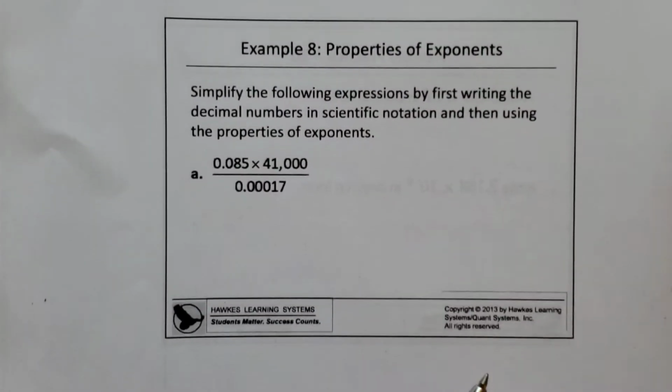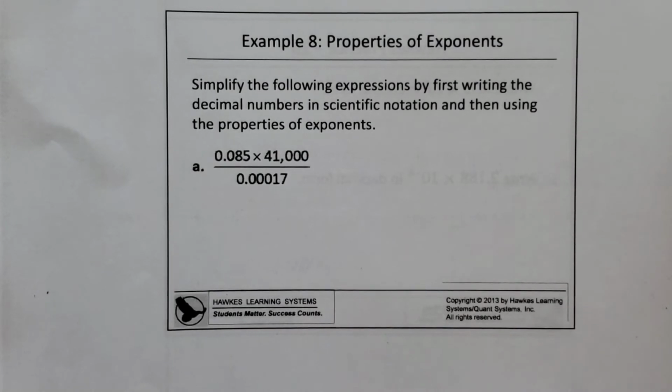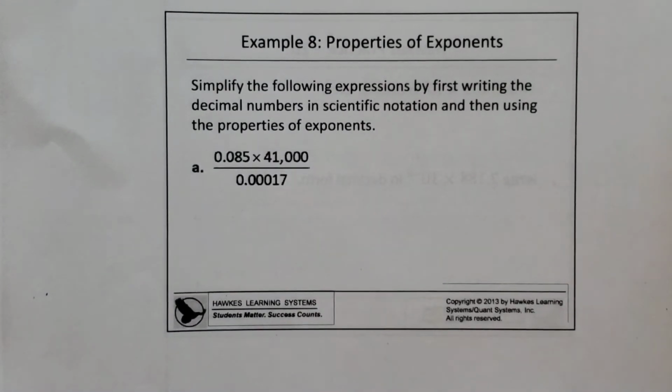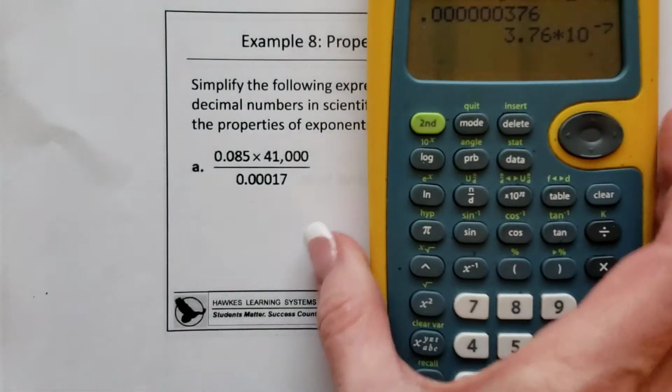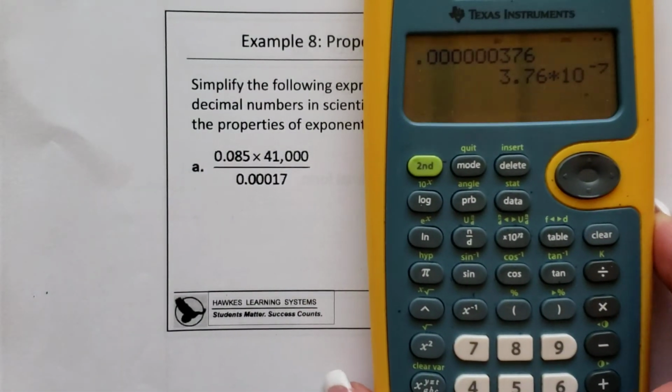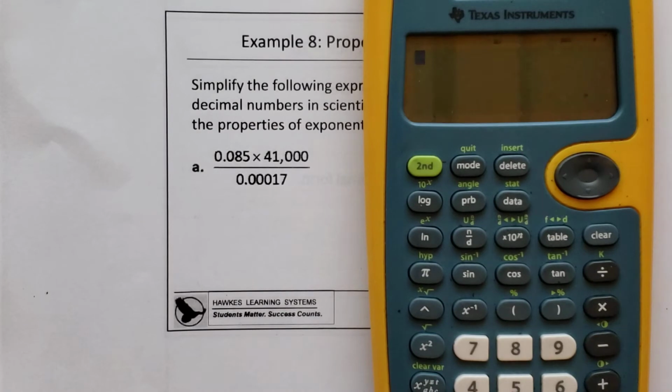All right, that takes us to a word problem. Simplify the following expressions by first writing the decimal numbers in scientific notation and then using the properties of exponents. All right, so anyway, it's not a word problem, but that's okay. Now the great thing about my calculator is I can type that in exactly like I see it. My calculator's in scientific notation mode. So I'm going to type that in exactly like I see it and hit enter, and it's going to give me the right answer.